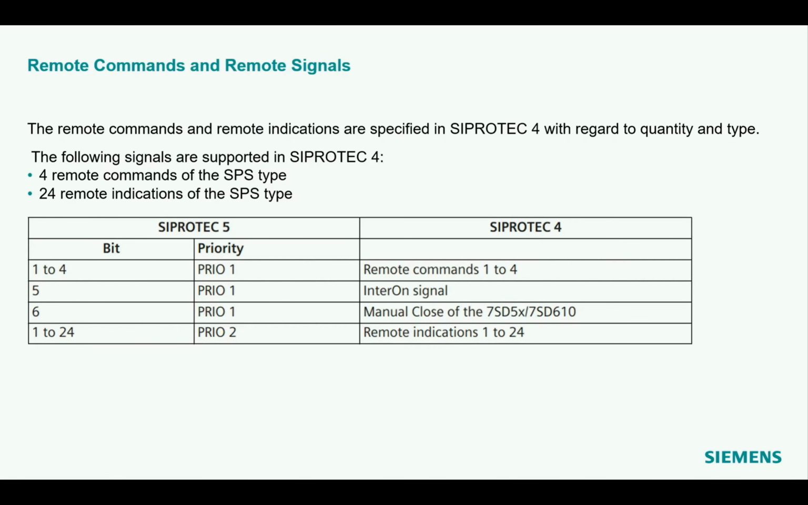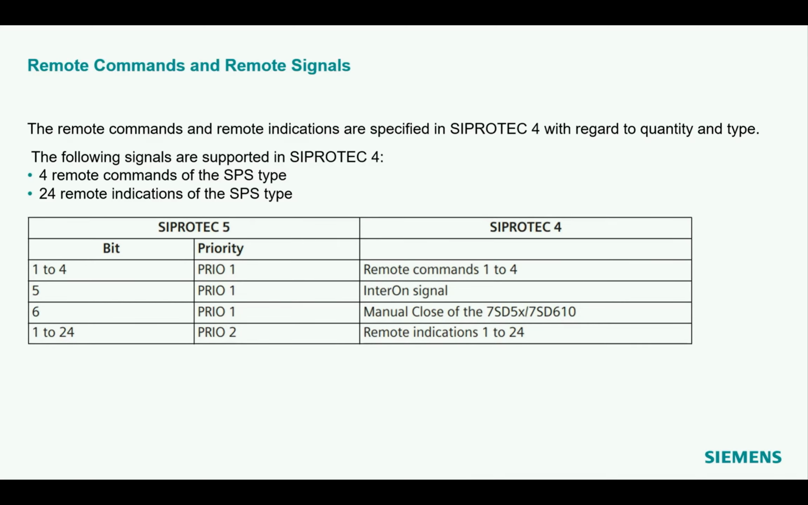The remote data in SIPROTEC 5 corresponds to the remote commands in SIPROTEC 4. The remote commands and remote indications are specified in SIPROTEC 4 with regard to quantity and type. In SIPROTEC 4, 4 remote commands of the type SPS and 24 remote indications of the type SPS are supported. The bit position and the priority are already defined in SIPROTEC 4.